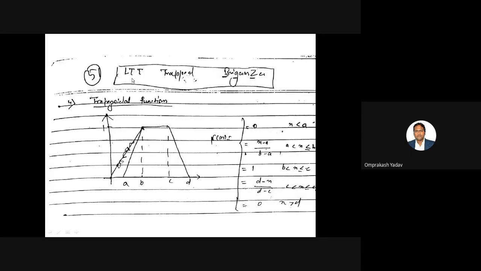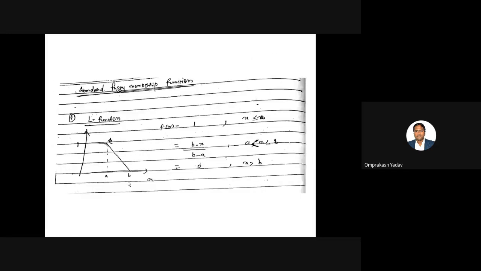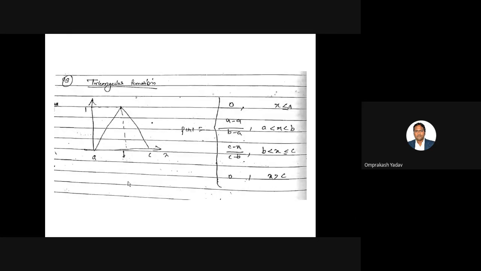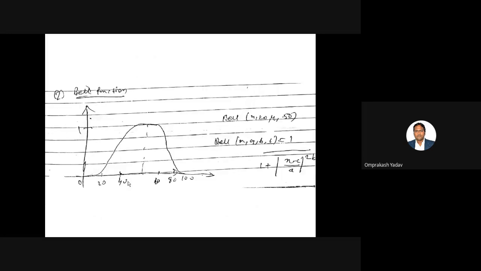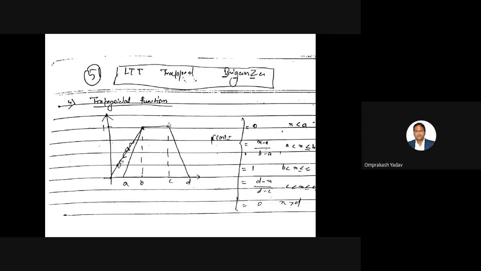Just for remembering purpose, if you want, you can develop your own statement and remember, but in the answer sheet I want all 7 standard fuzzy membership functions. That's it. It's up to you how you remember. Just see once, and if you have any doubt, you can ask me. These are the standard fuzzy membership functions: L shape, T shape, triangular, trapezoidal, Gaussian, bell shape, and ZA function. If you remember this statement, you'll at least be able to remember all the functions.